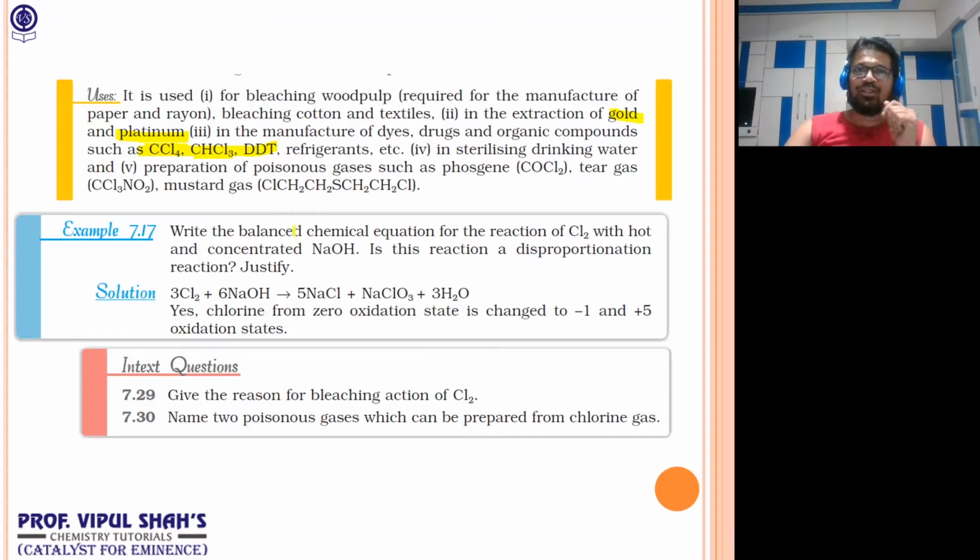We'll be doing this in halogen derivatives, its preparation. And some poisonous gases. People observe this now. One is phosgene, COCl2. Phosgene, does anyone remember?